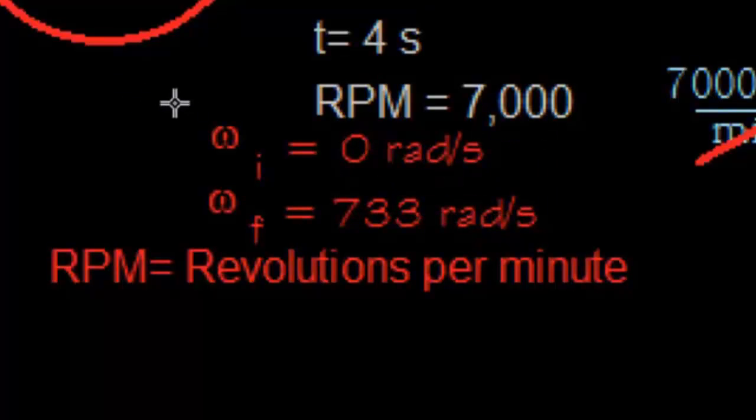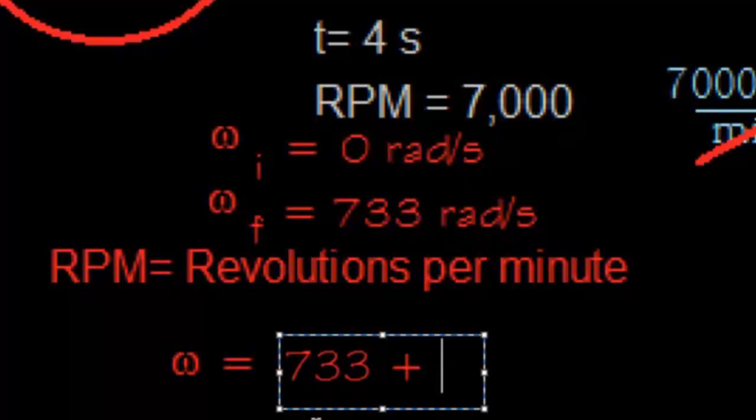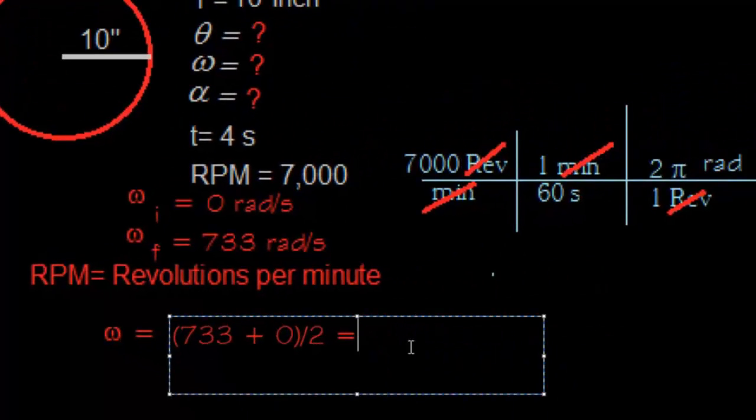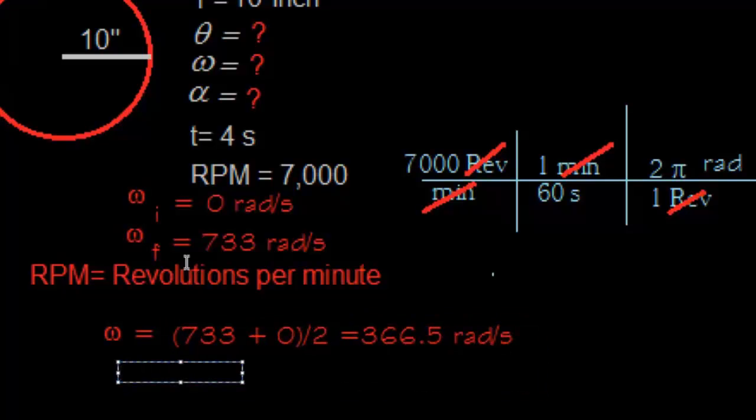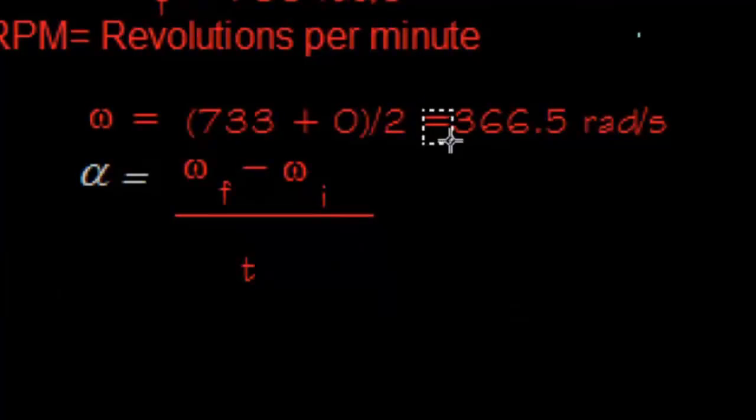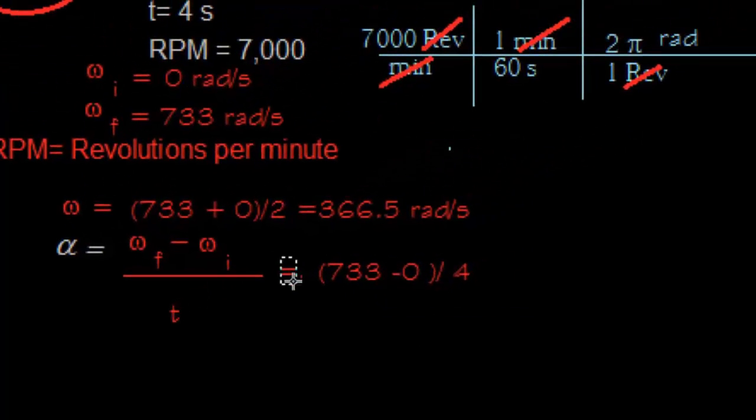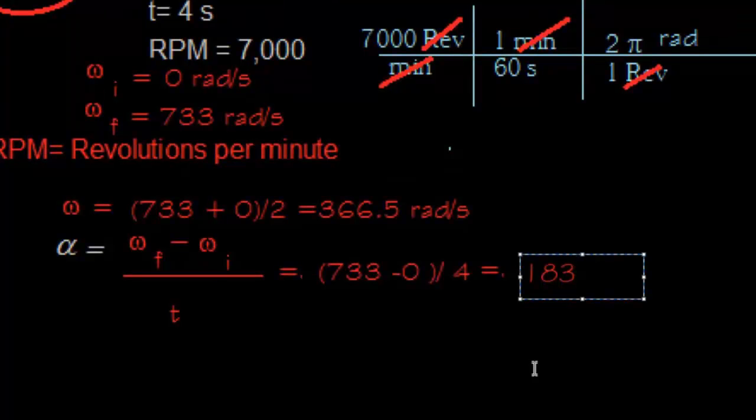Now the average angular velocity would be 733 plus 0 divided by 2. That's 366 and a half radians per second. We also could figure out the acceleration. Now the acceleration, which is alpha, equals final angular velocity minus initial angular velocity divided by time, which equals 733 minus 0 divided by 4 seconds, and that equals 183.25 radians per second squared.